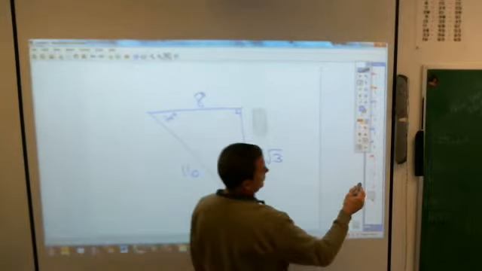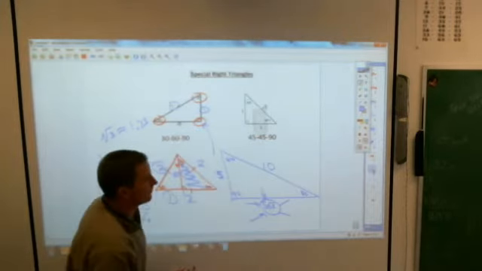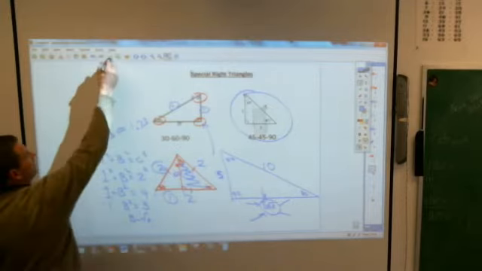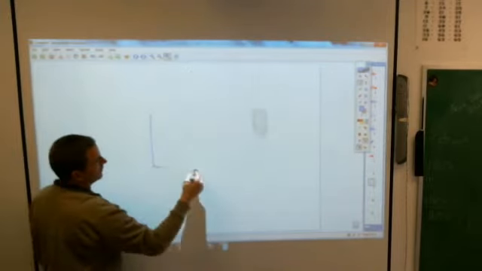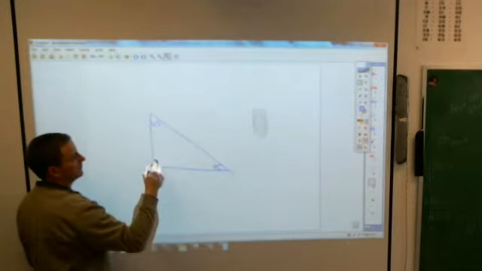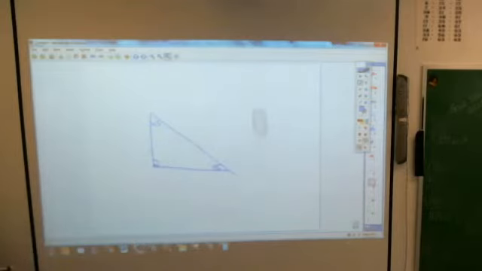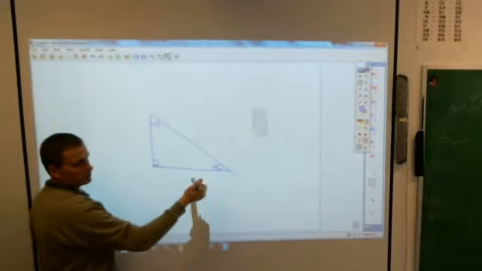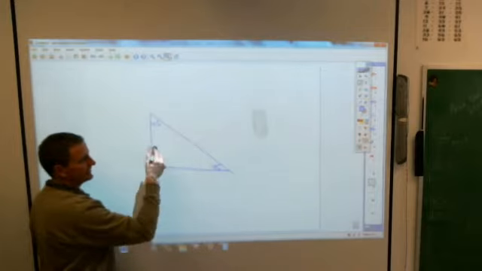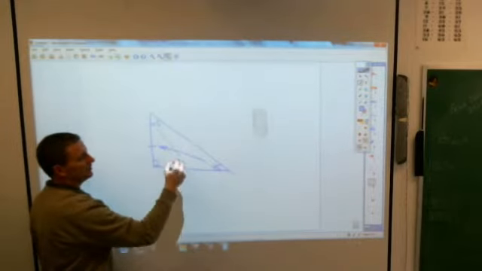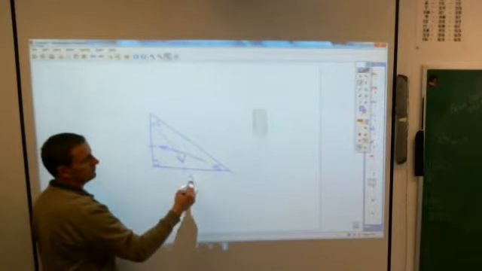Now, back to the other special right triangle. The other special right triangle is a 45, 45, 90 triangle. Let's just do that. I'll redraw that. Okay. What do you know about a 45, 45, 90 triangle? What type of triangle is this? This is an isosceles triangle. The 2 sides opposite the 45-degree angles are equal. So we're just going to pick them to be 1.